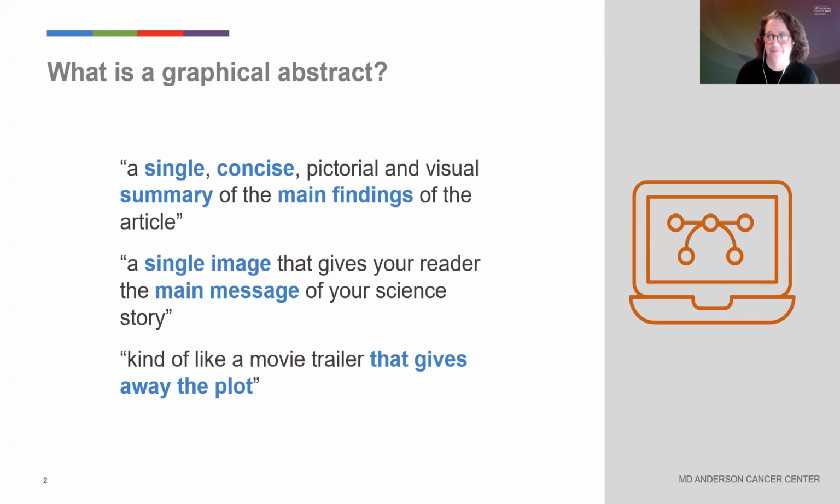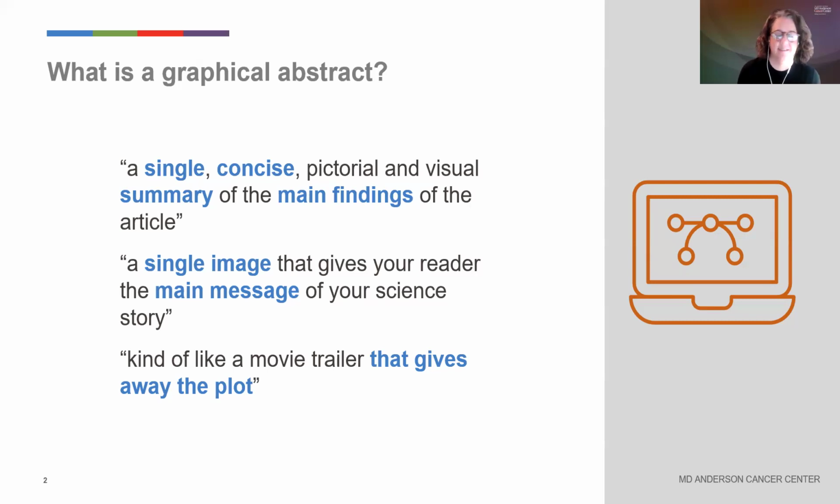So the first thing, obviously, is what is a graphical abstract? I should say I'm going to use the terms graphical abstract and visual abstract interchangeably in this presentation. Journals sometimes use one, sometimes use the other, sometimes mix them up, but they're the same thing. So what are they? The big scientific publisher, Elsevier, says that a graphical abstract is a single, concise pictorial and visual summary of the main findings of an article. BioRender, the graphical design tool for biology, says something similar: a single image that gives your reader the main message of your science story.